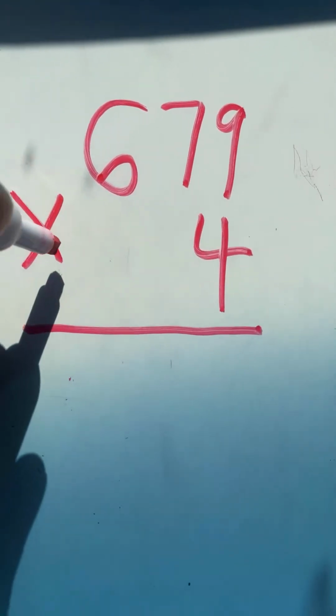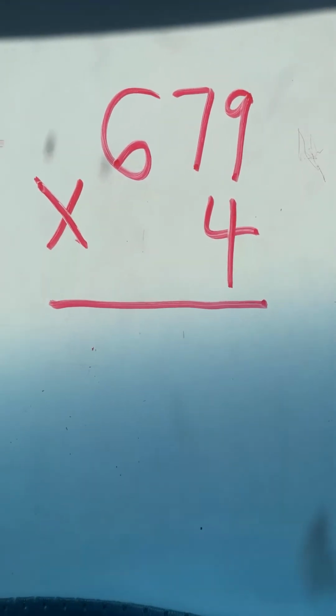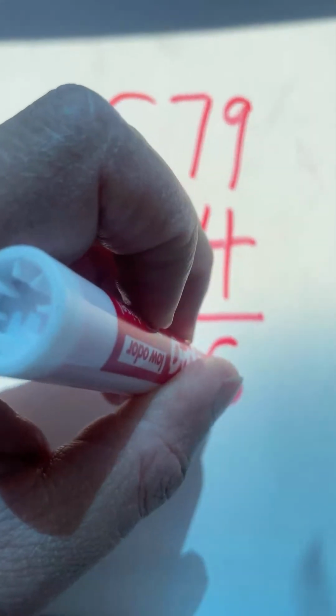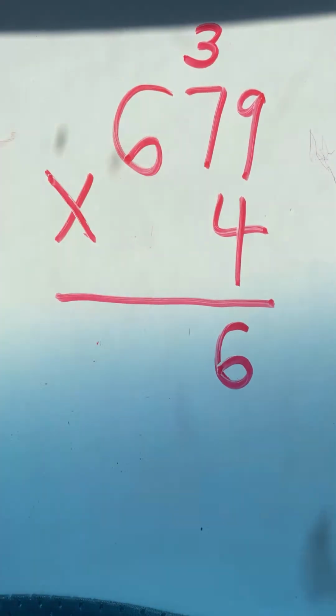All right, 679 times 4. So we are starting in the ones place. We always start in the ones place. 9 times 4 equals 36. The 6 in 36 goes in the ones place. The 3 in 36 gets carried over to the tens place.